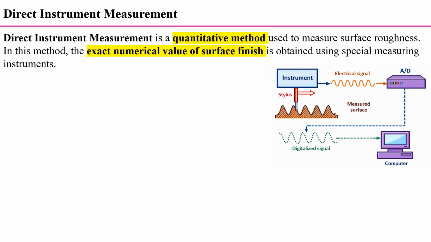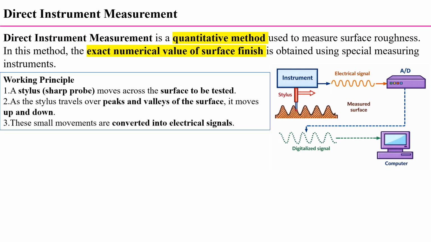Next we will discuss another measurement method, that is the direct instrument method. The direct instrument method is a quantitative method used to measure the surface roughness. In this method, the exact numerical value of the surface finish is obtained using special measuring instruments. So let's see the working principle.